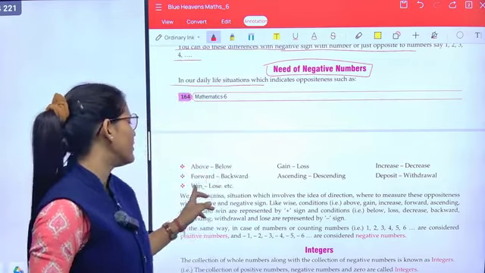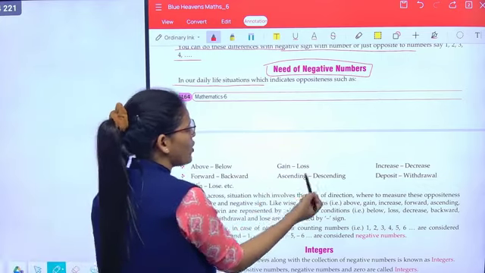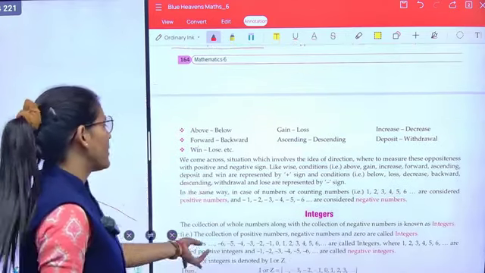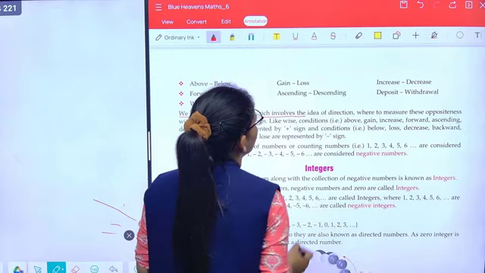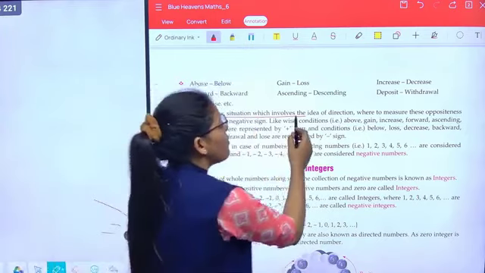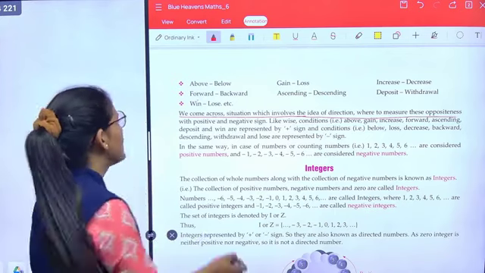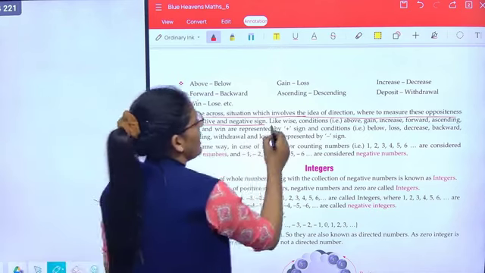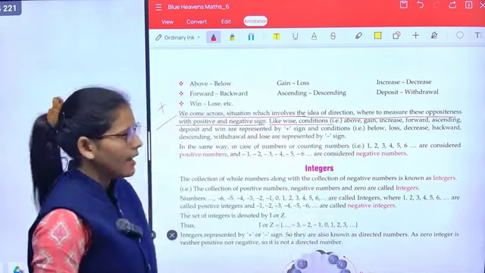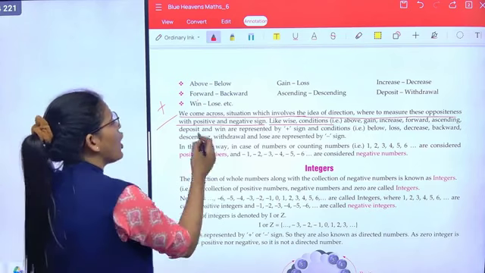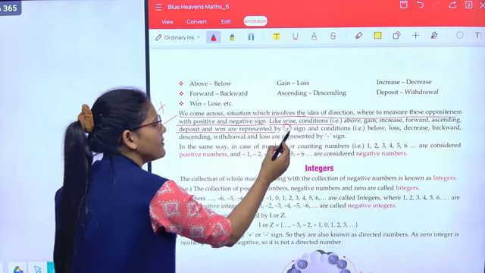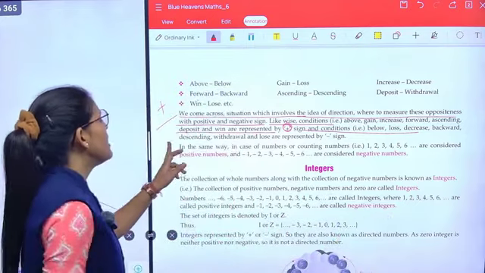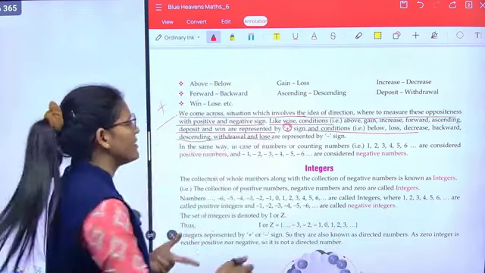above, below, forward, backward, win, lose, gain, loss, ascending, descending, increase, decrease, deposit, withdrawal, and so on. Now class, we come across situations which involve the idea of direction, where to move, these oppositeness with positive and negative sign. Class, positive sign and negative sign. Likewise, conditions that are above, gain, increasing, forward, ascending, deposit and win are represented by plus, means positive sign, and conditions that are below, loss, decrease, backward, descending, withdrawal and lose are represented by negative sign.